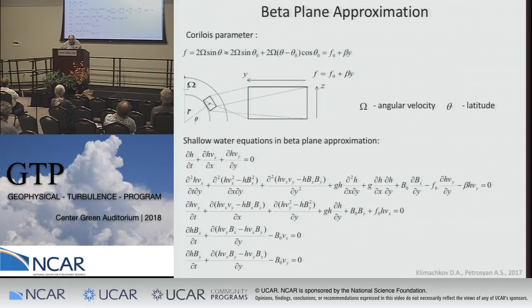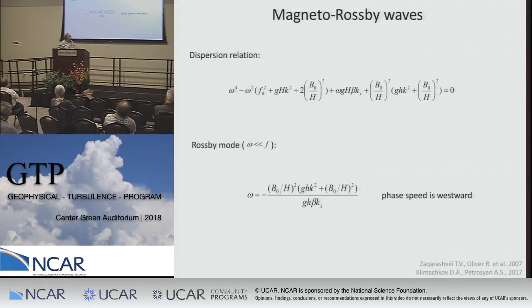And as you can expect, you have again magneto-Rossby waves. These are our dispersion relations, which include external magnetic field. Of course, we did this also for toroidal field and obtained Zaqarashvili's results. We did this for poloidal and for both toroidal and poloidal.